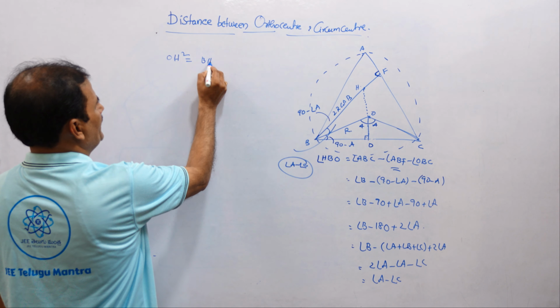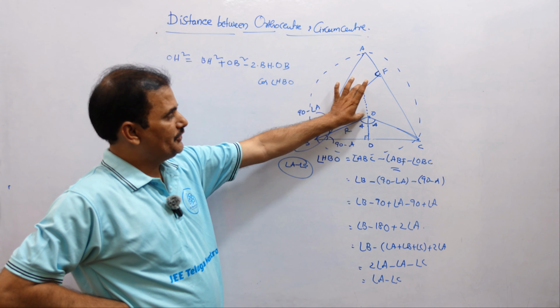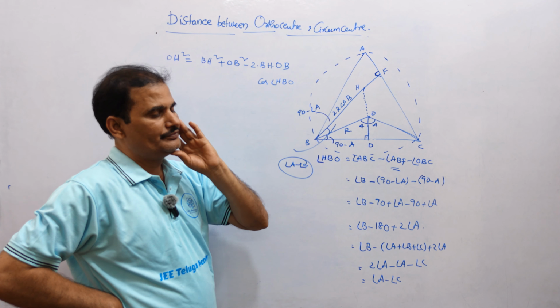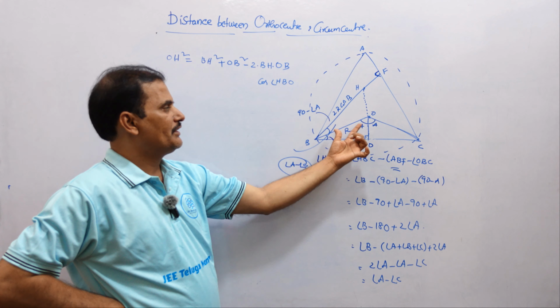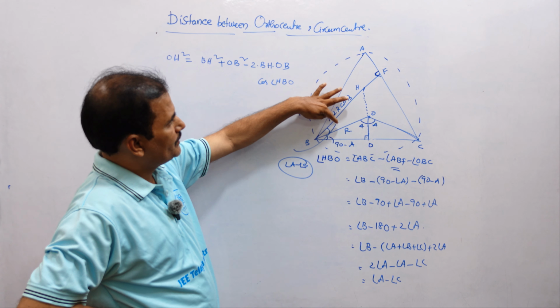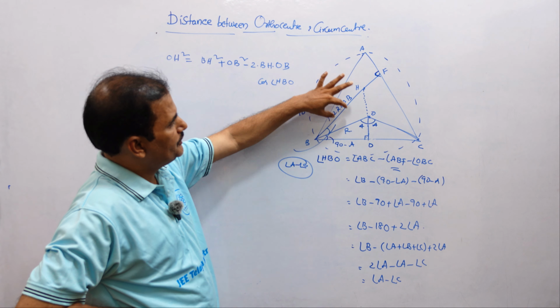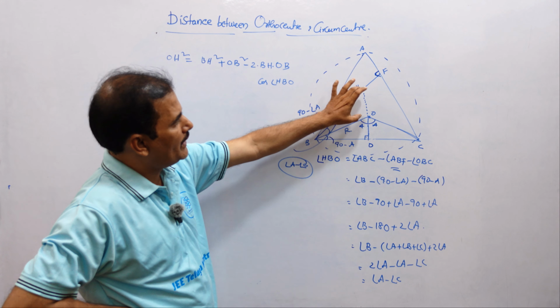HBO, because the angle opposite OH is HBO. We confine ourselves to only this triangle. OH square is equal to BH square plus OB square minus 2 BH into OB into cos HBO. Now from this we know all the values, we substitute, and we get the final answer.